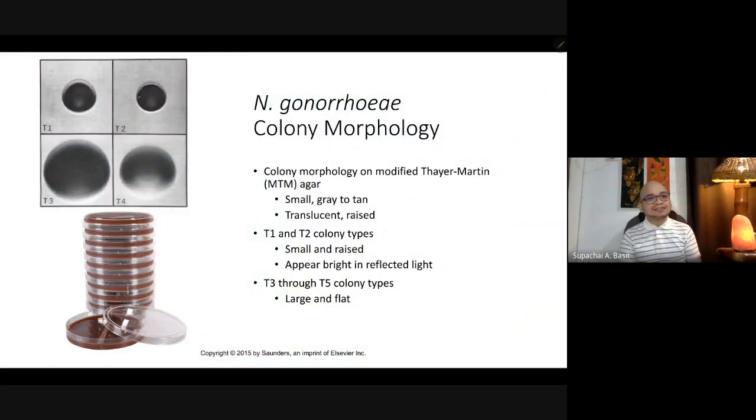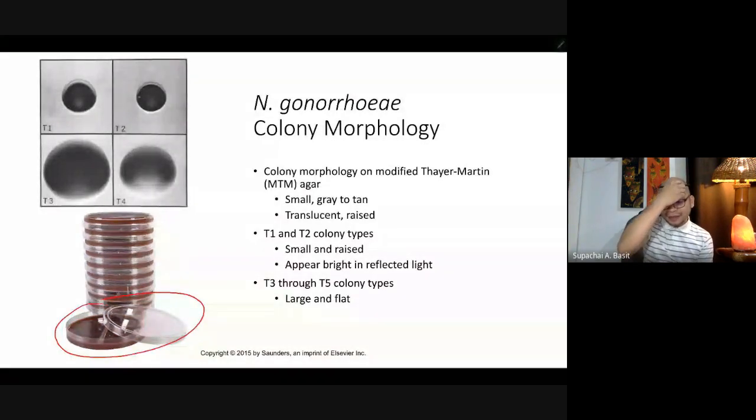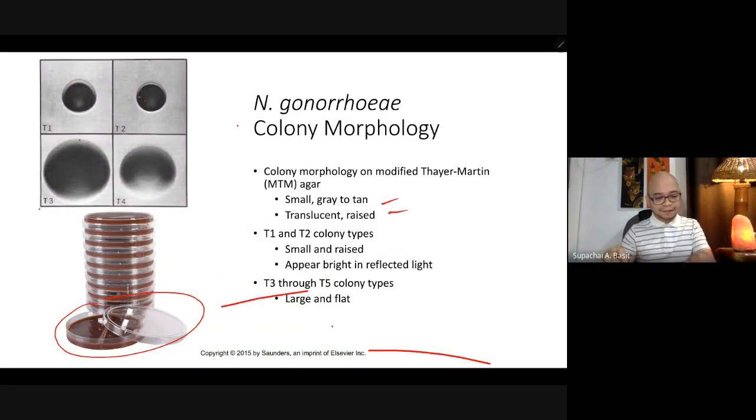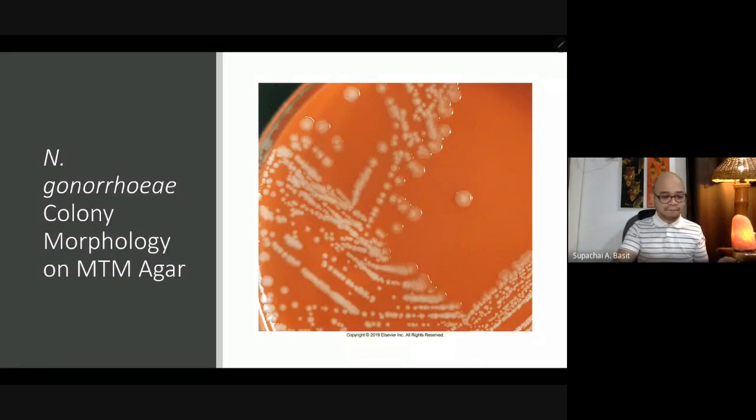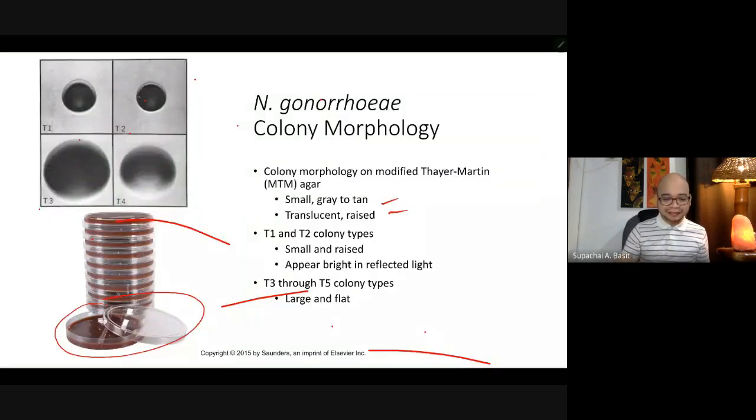So again, as I've told you, there are actually three distinct colonies. Anyway, this is an example of a modified Thayer Martin medium. So you would expect the colonies to be small, gray to tan, translucent, and raised.